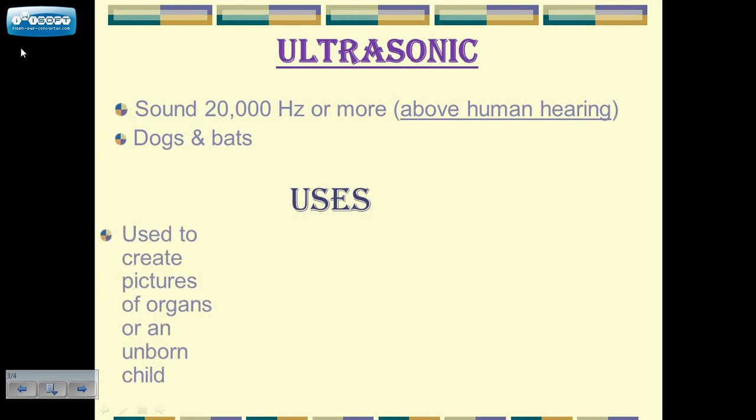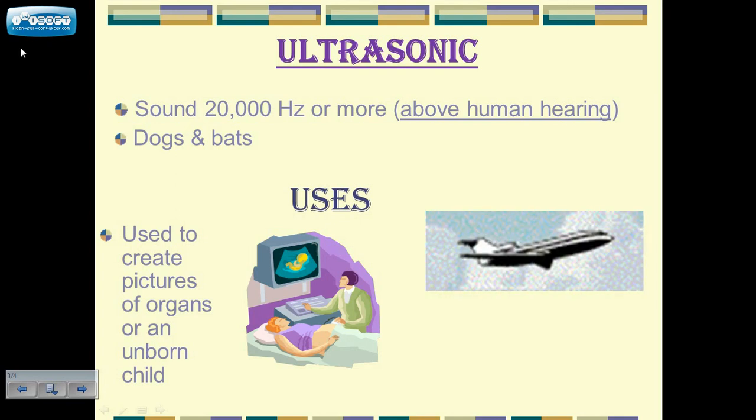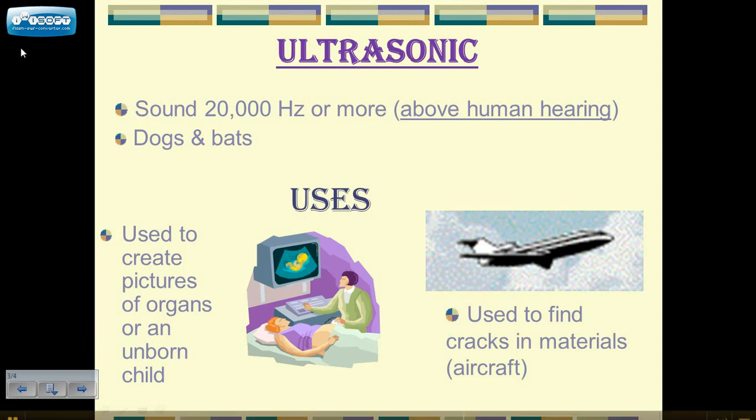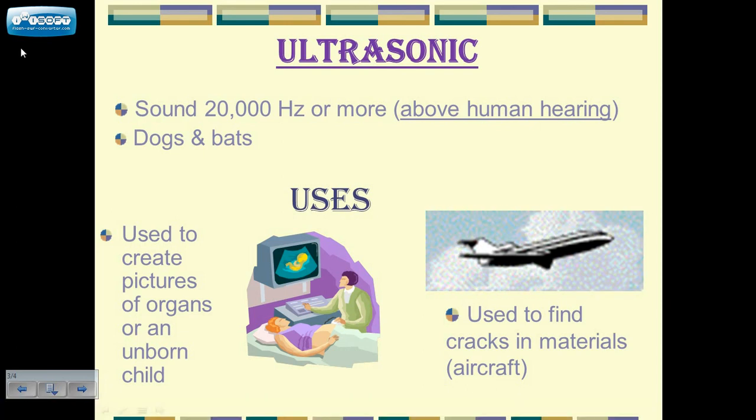Uses. One, of course, is to create pictures of organs or unborn children. So just a little picture of that. If you've ever had an injury, you might have gotten an ultrasound. Also, all expectant mothers get ultrasounds to check on the babies. Another way is you can actually find cracks in the material. So cracks in buildings, cracks in bridges, cracks in aircraft. Using ultrasonic frequencies, you can see where the signal starts hitting or getting corroded at different locations, and it usually indicates cracks.